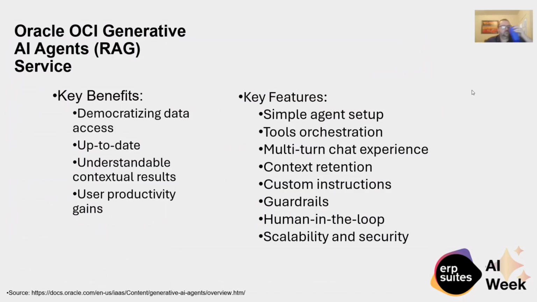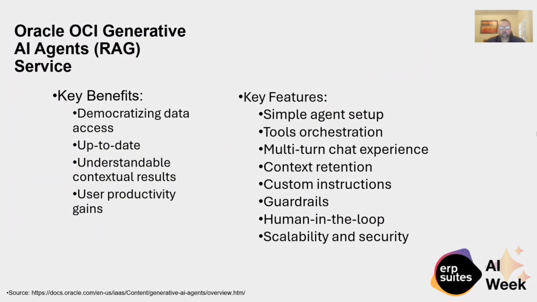Understandable contextual results. Is the data that it's kicking back to me something that I understand? Sometimes JD Edwards might kick data back to you in a format that you don't understand. Having the ability to convert that to English or whatever your native language is could be a big boon to productivity. Key features include simple agent setup, and there's an example linked in the presentation that shows you how to go through 3 steps to set up an Oracle RAG agent, and 3 steps from deployment all the way to testing it.